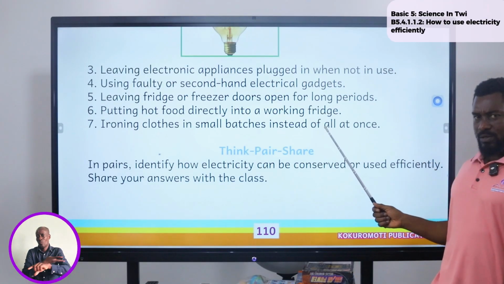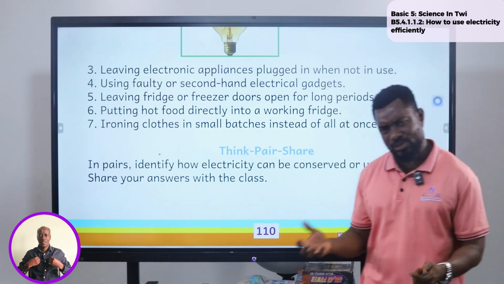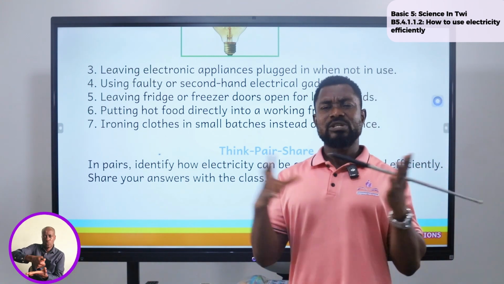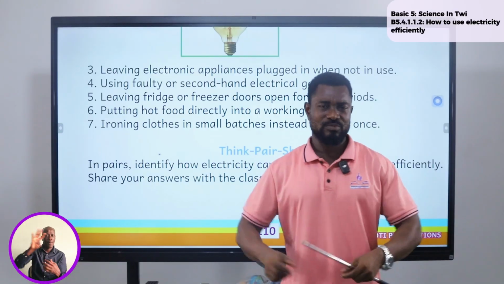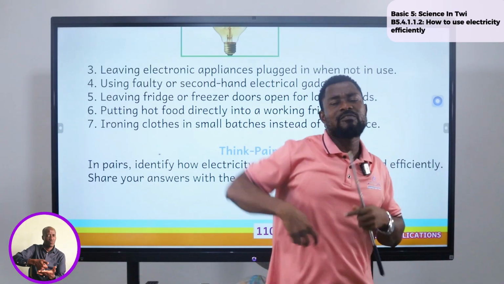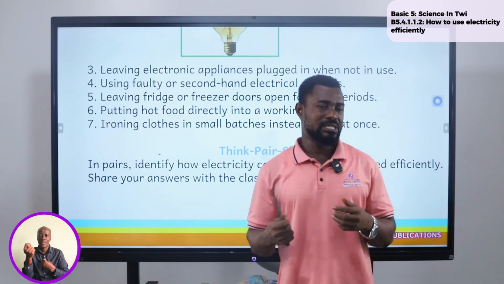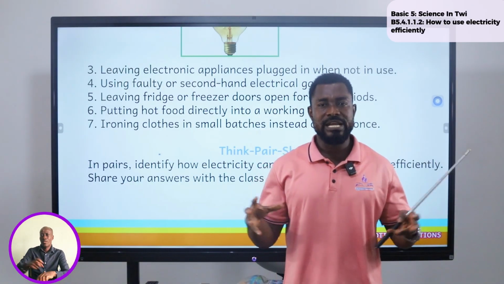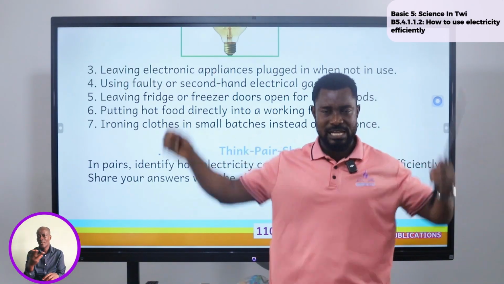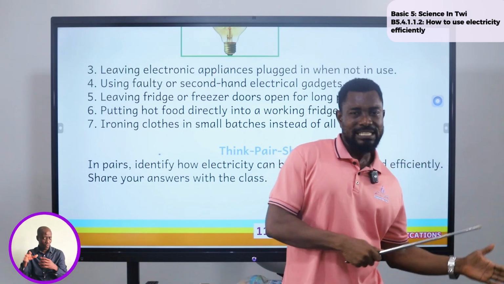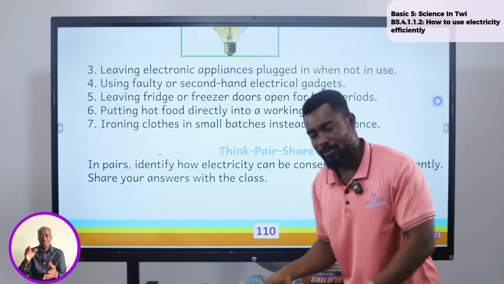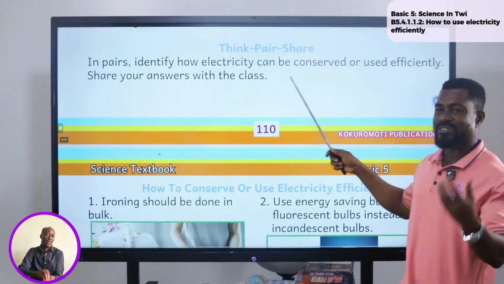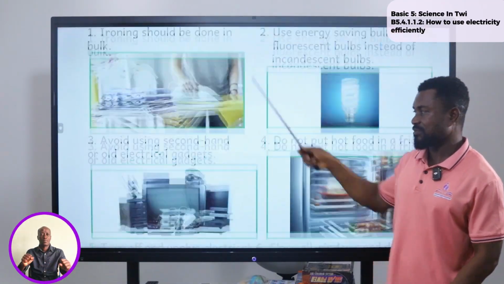Now clothes. You should iron in bulk, not in bits. If you iron on Monday and then on Tuesday, you waste electricity. So gather the clothes and iron them together, for example Monday to Friday, and probably Sunday. This helps you save electricity.